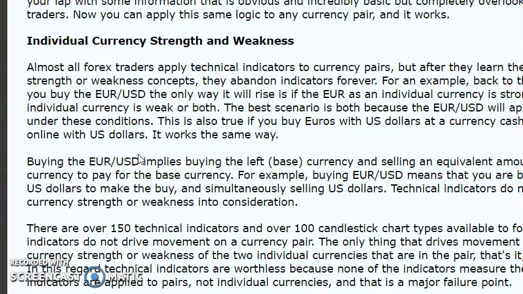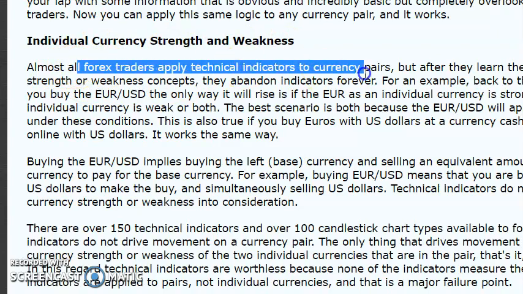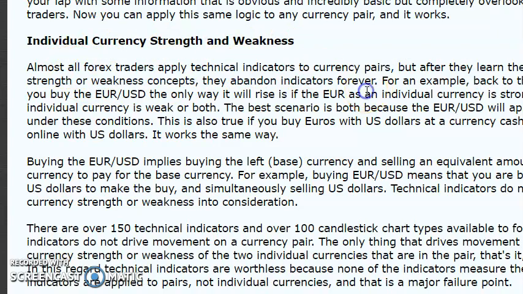So we analyzed the trends of the market with individual currencies in parallel and inverse analysis. So let's now talk about individual currency strength and weakness. Almost all Forex traders use technical analysis, but the standard technical indicators are completely worthless because they don't consider the individual currencies.